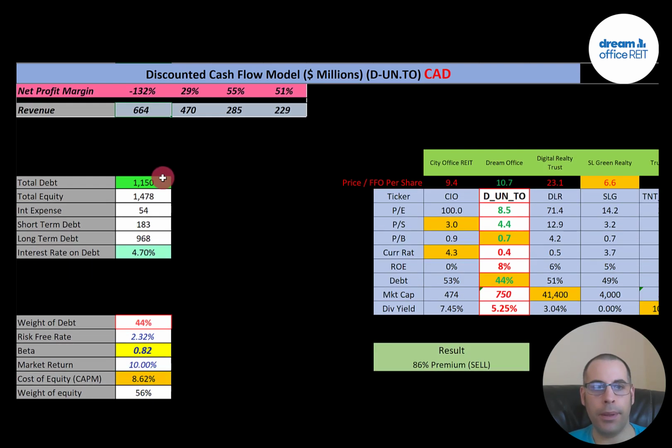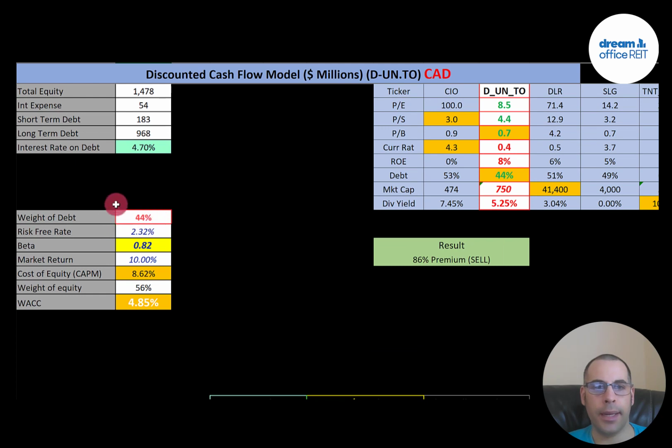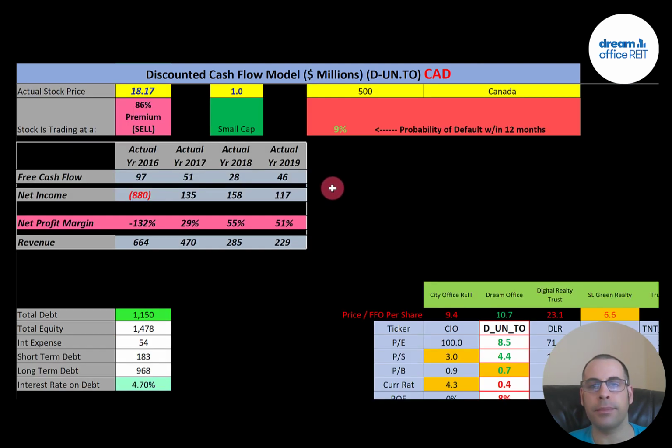They have $1.1 billion of debt. They pay 4.7% interest on their debt, and they have 44% debt in their capital structure, which means they have 56% equity. Cost of equity is 8.62%, and the beta is 0.82. That's how volatile the stock is. So it's a low beta. It's not too volatile. The WACC is 4.85%, which is a blend of the cost of debt and cost of equity. And that's a discount rate we're going to apply to the future cash flows.